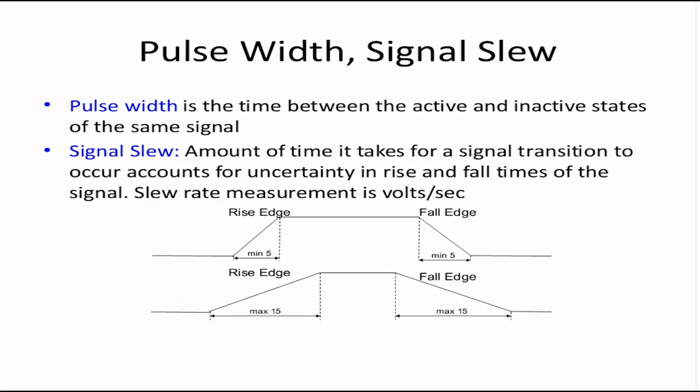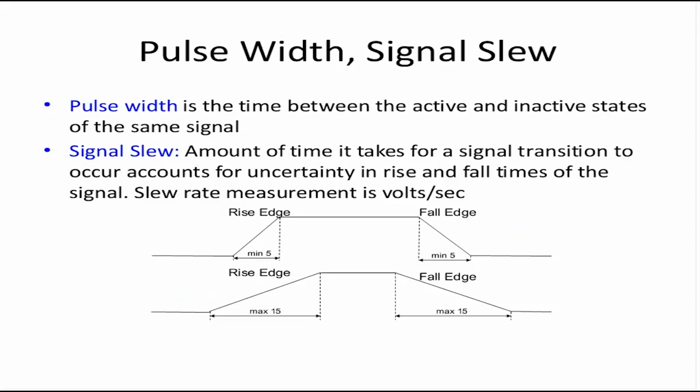Other important things that STA checks are pulse width and signal slew. Pulse width is the time between active and inactive states of the same signal. When is pulse width important? Pulse width is very important for memory. So the hard memories, that is the full custom memories, like single port or register files, have a min pulse width check on the clock.